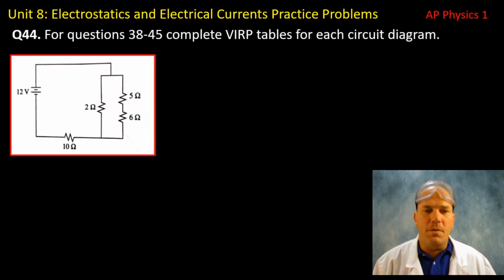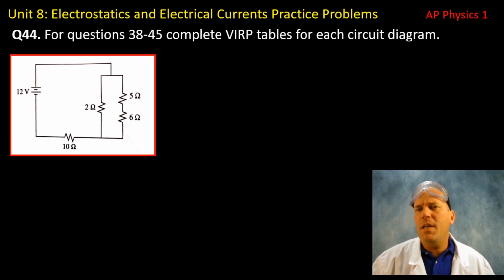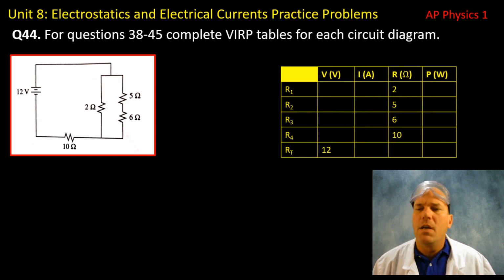Question 44, we have a circuit and it's similar to 43, however, we have one additional element, and that would be the 10 ohm resistor. So let's start with our VERP table. We have a total of 4 resistors.